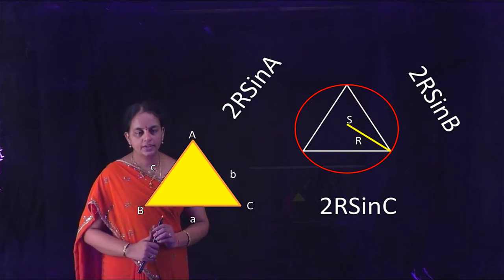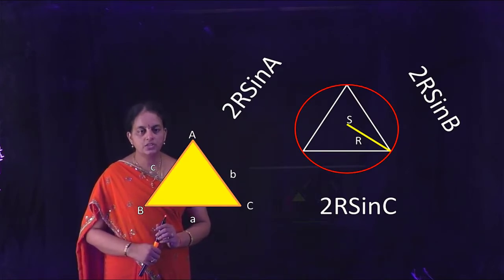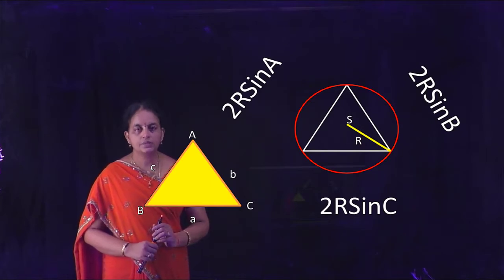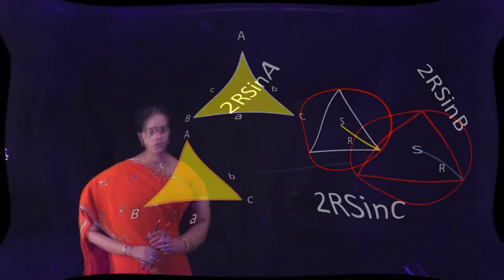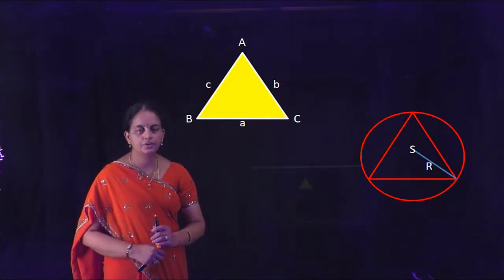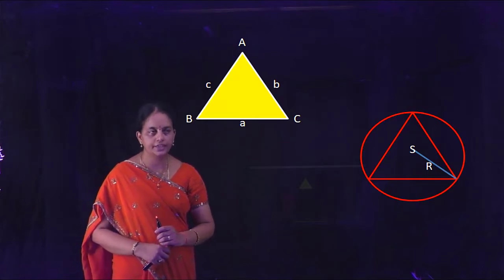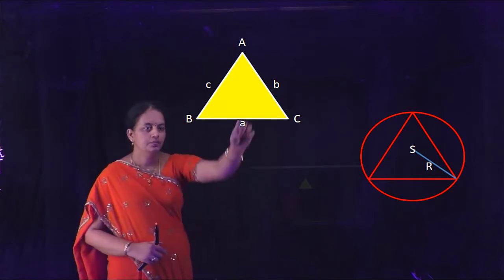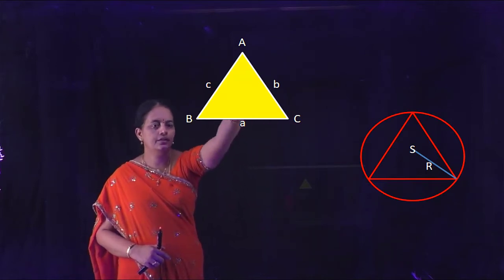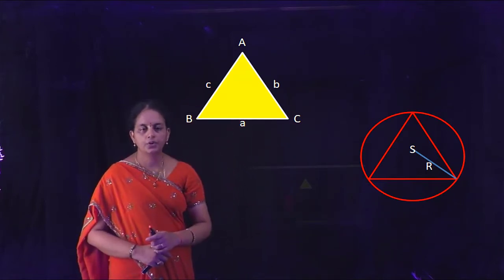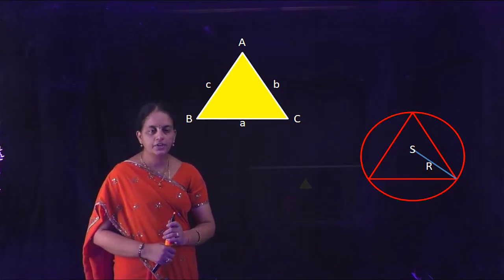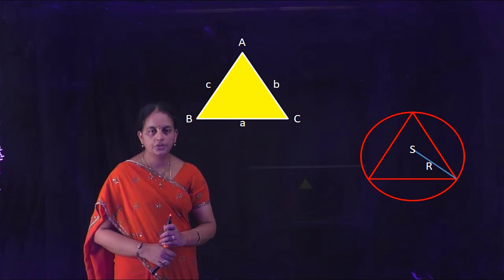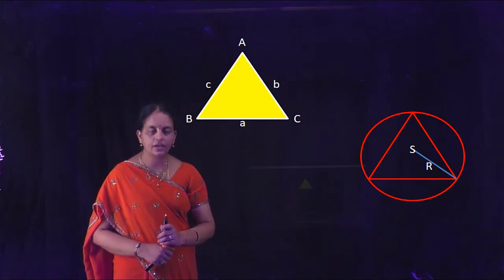Today's contents are relation between sides and angles of a triangle, circumcircle and sine rule, and some problems based on sine rule. Let us discuss the relation between the sides and angles of a triangle. Here the sides BC, CA and AB are denoted by small a, small b and small c, and the angles at the vertices, angle BAC, angle ABC and angle ACB, are denoted by capital A, capital B, capital C.